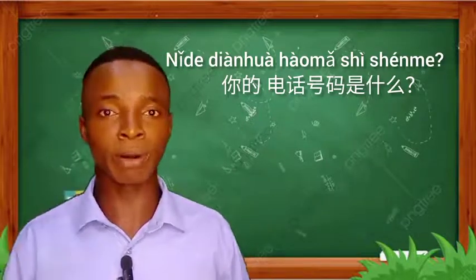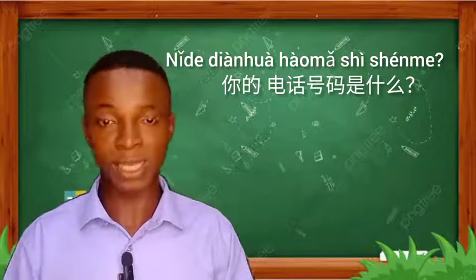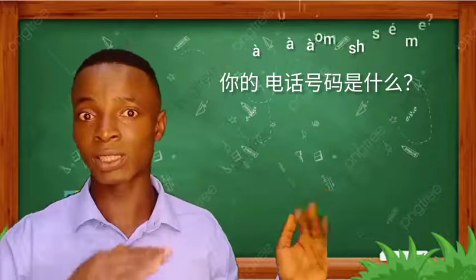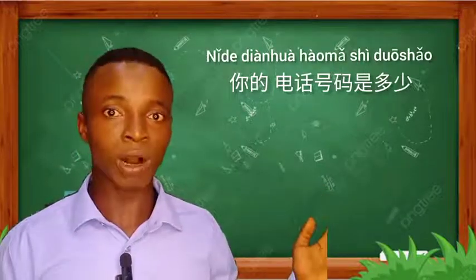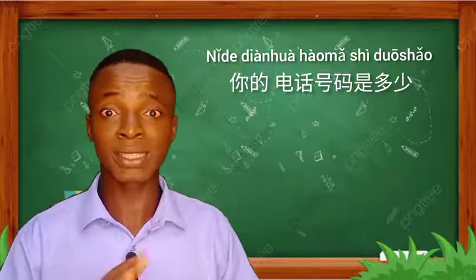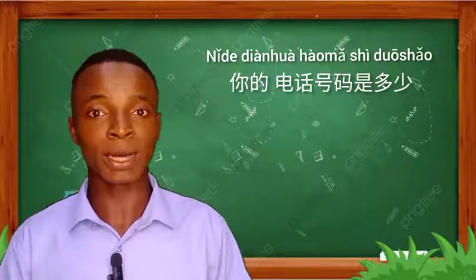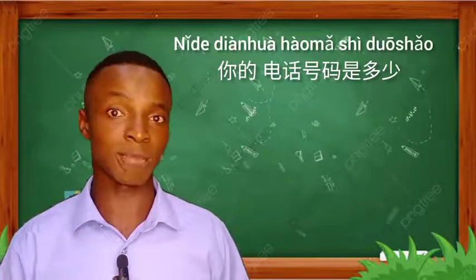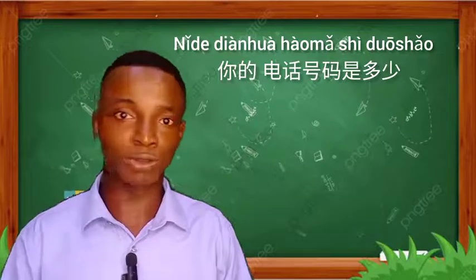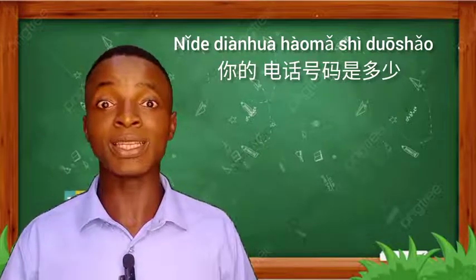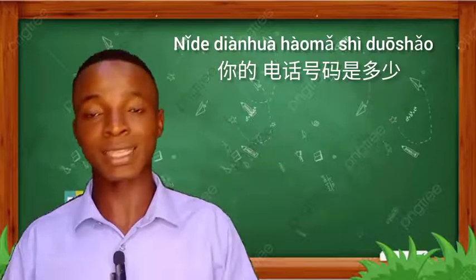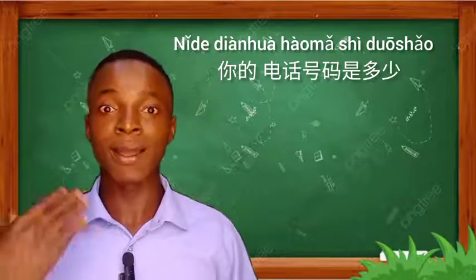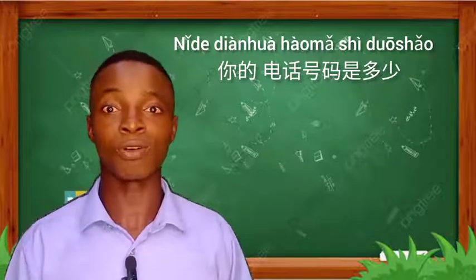But when we are talking about mobile numbers, we don't use 什么 as what here. We change that 什么 to 多少: 你的电话号码是多少？ Giving us, what is your phone number. That 多少 means how many. So in literal translation, it's how many is your phone number, or your phone number is how many. That is just it.